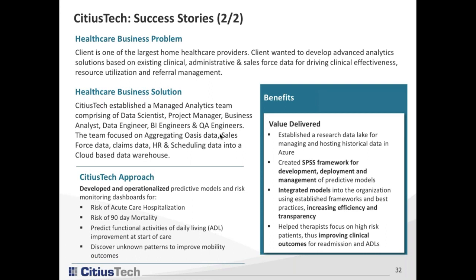So in this example, we worked with a large healthcare provider to create a systematized approach for development of analytic solutions to help improve patient outcomes and optimize resource utilization. So our first approach was to onboard a hybrid team to develop and operationalize predictive models within their organization. We created a reusable framework to both develop and operationalize the models into their infrastructure. And here we leveraged SPSS, since that was their existing platform.